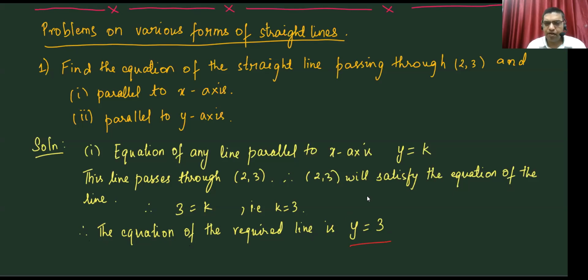Did you get it? Simple. This is the first time I'm writing a problem on straight lines, that's why I'm writing the steps. Otherwise, it is straightforward. Directly seeing this, you can write y equal to 3 because it has to pass through 2, 3. And we know equation of a line parallel to x-axis is y equal to k. So k must be equal to 3. Y equal to 3. Okay. Next, second part, what will be the equation of a line parallel to y-axis?